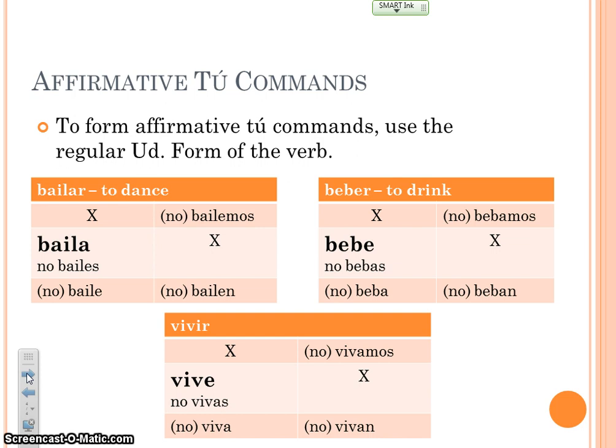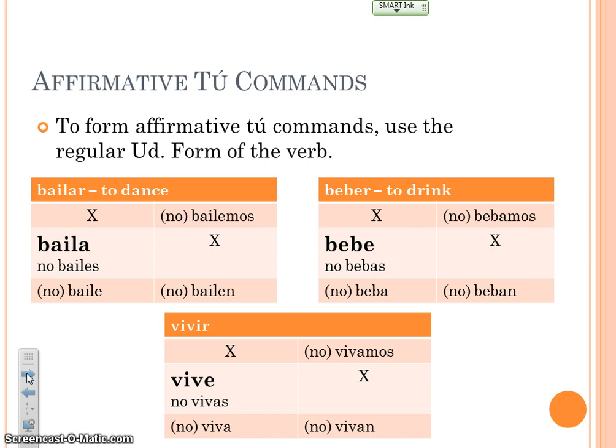Affirmative tú commands just take the usted form of the verb. So in the tú form of bailar, we just have baila. It's just the usted form of the verb. The other forms, put it in the yo, drop the o, and add the opposite ending.